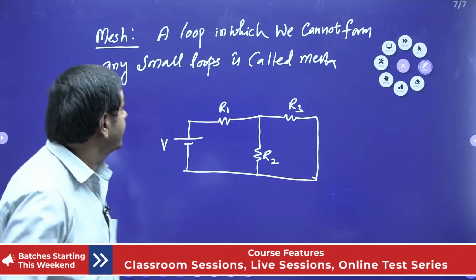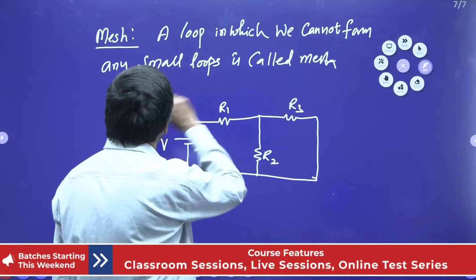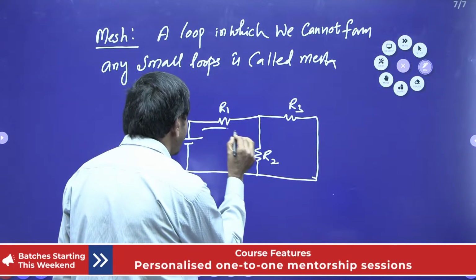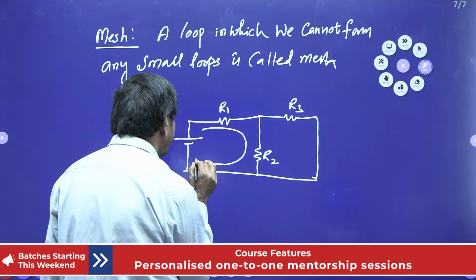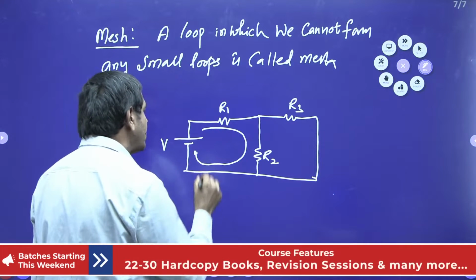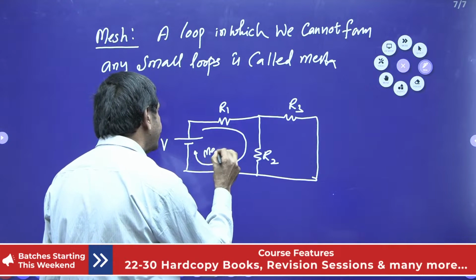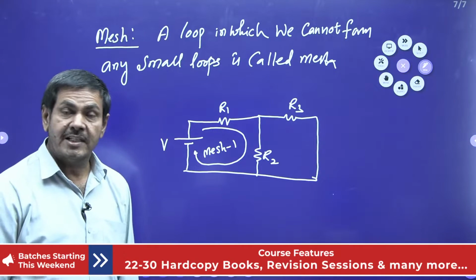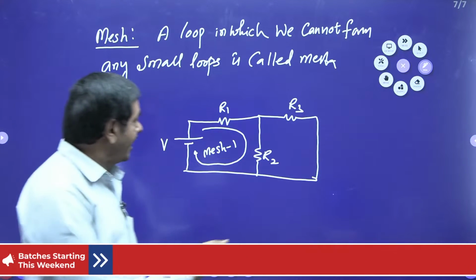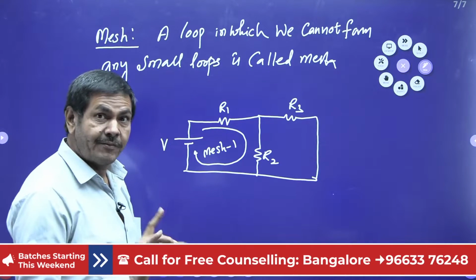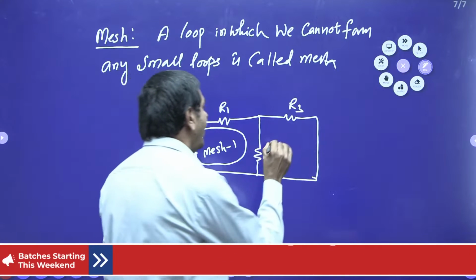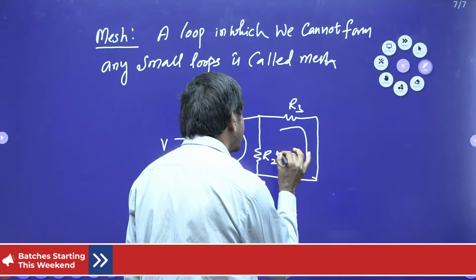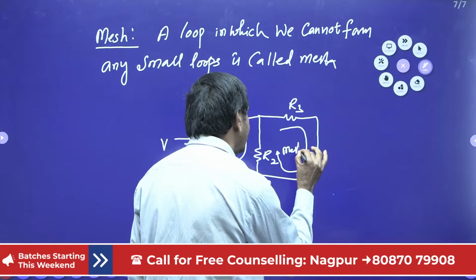Mesh means, as I said, a loop in which we cannot form any smaller loops again. For example, this path I selected can also be called a mesh. Mesh 1 I can put here. That is also a loop, and it can also be called a mesh. Understand the difference. And one more, I selected this path. I can get one more mesh, Mesh 2, here.